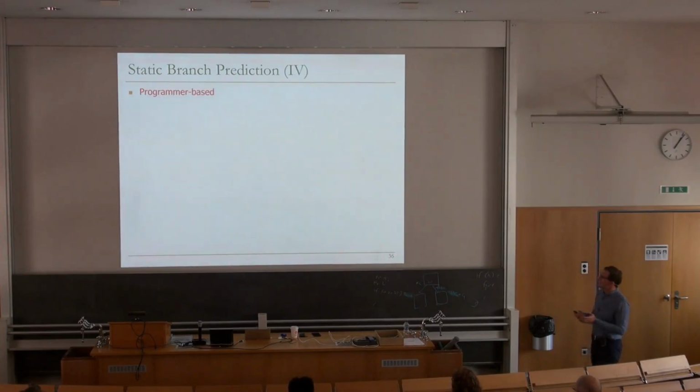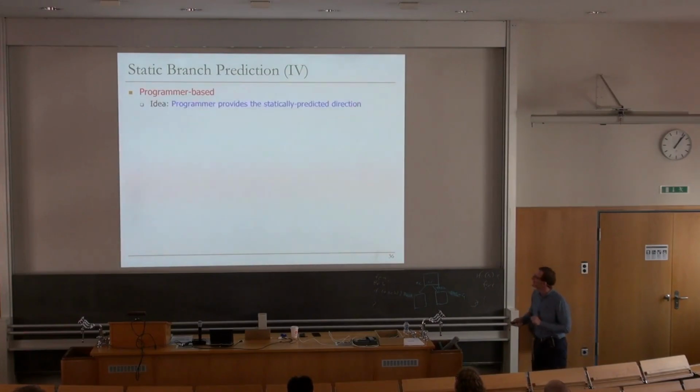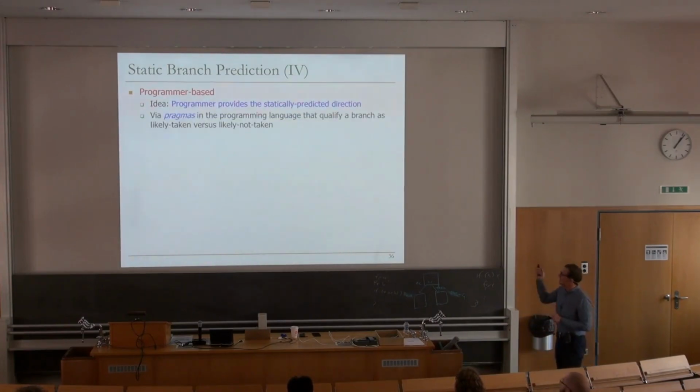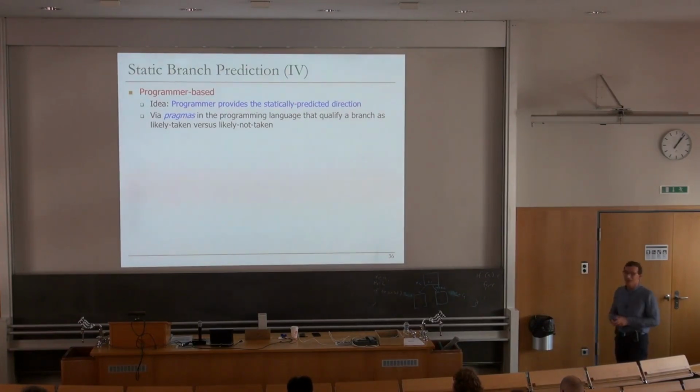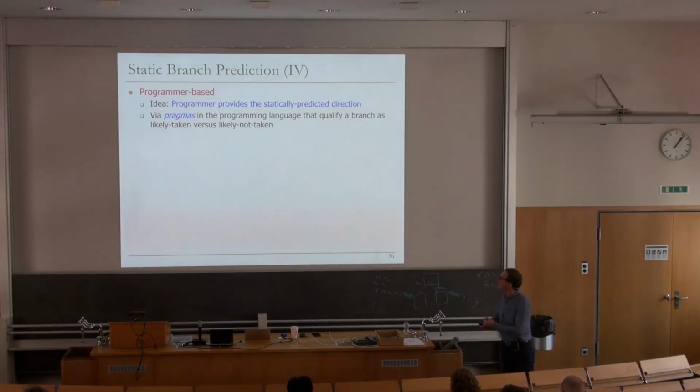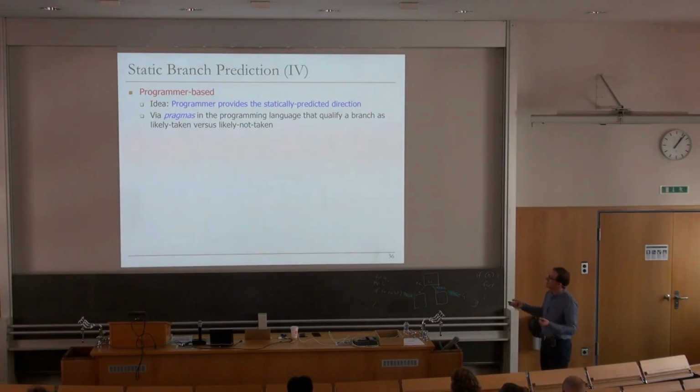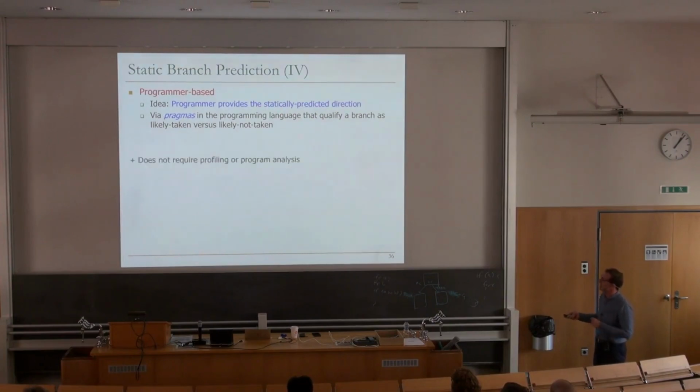Okay, so the next one is programmer-based. Basically, as opposed to relying on a profile, rely on the programmer. That's the idea over here. You have a hint bit to set. Who's going to set it? Let the programmer set it. So how do you do that? You put stuff in your programming language that basically enables the programmer to tell whatever is in the next layer to treat this branch as likely taken or likely not taken. This stuff is called pragmas. Programmer can actually use these pragmas to basically qualify a branch as likely taken versus likely not taken.